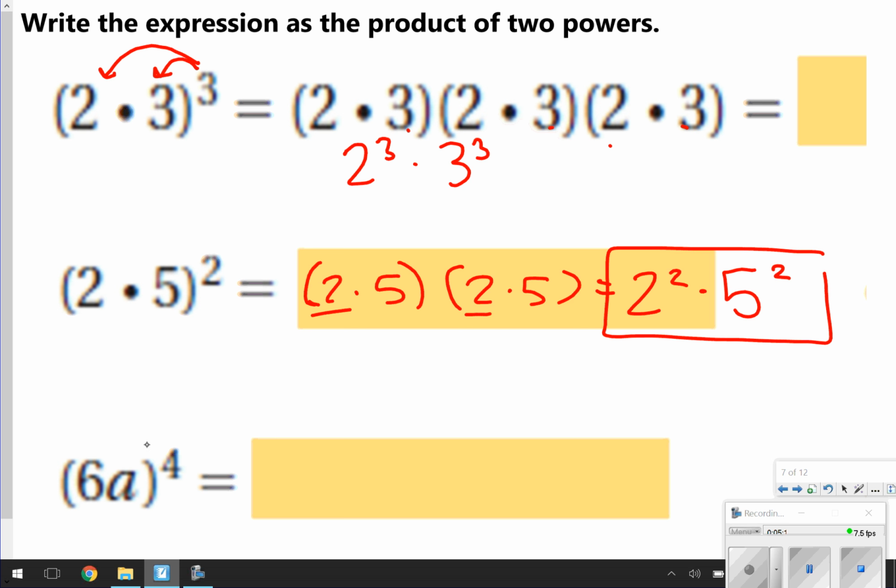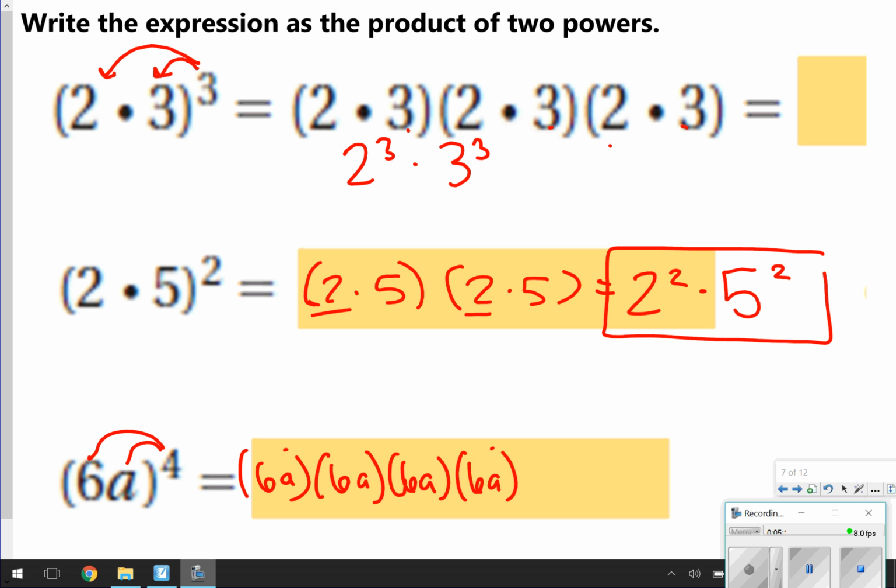For this one again, 6a to the 4th power. That will look like this. 6a times 6a times 6a times 6a. That means I have 4 6's, so 6 to the 4th, and I have 4 a's, so a to the 4th. Again, you're just distributing the exponent to everything inside the parentheses.